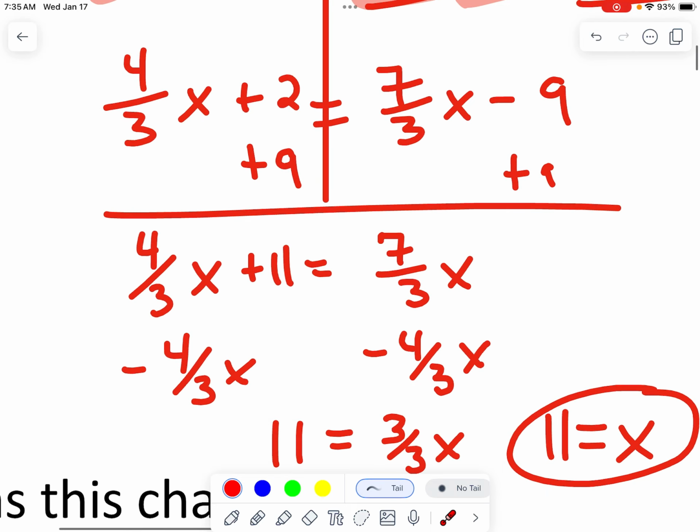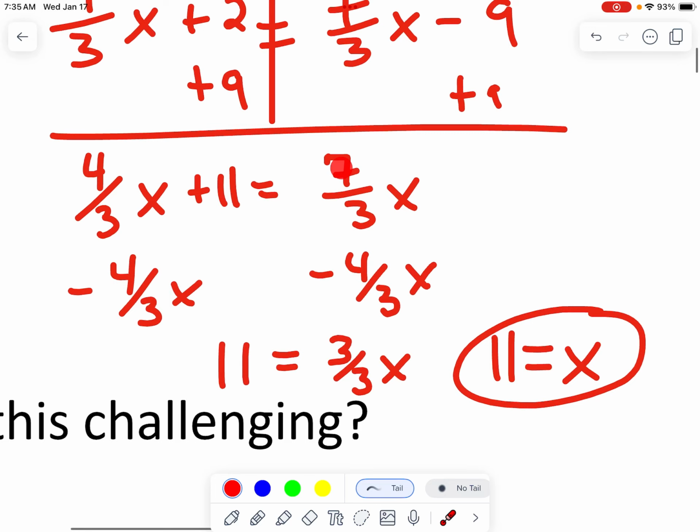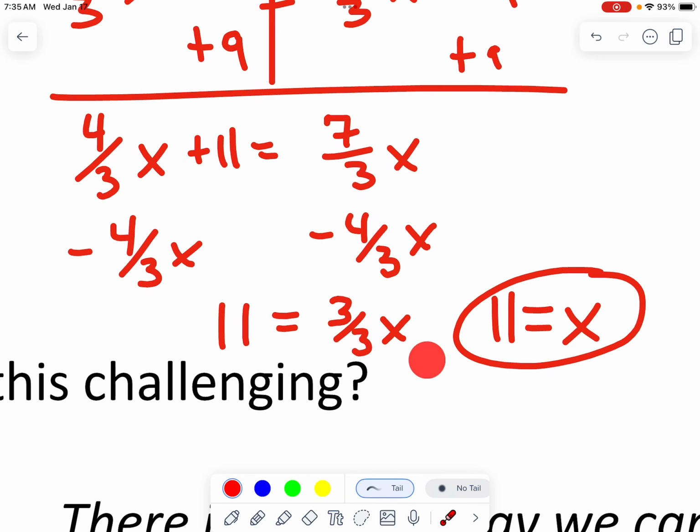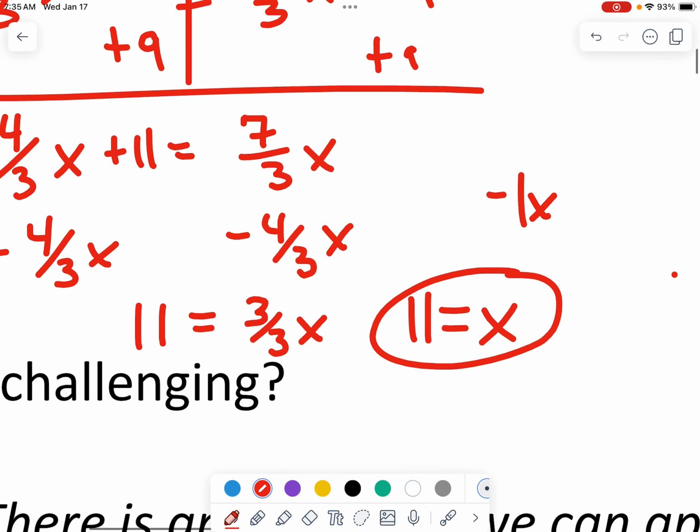And then you can subtract 4 thirds x from the left to the right. And that's going to give you 7 minus 4, which gives you 3. So 3 thirds x equals 11. Okay? And we say that because 3 over 3 equals 1. And if it's 1x equals 11, well, that's just like dividing by 1, and you're still going to end up with the same thing.